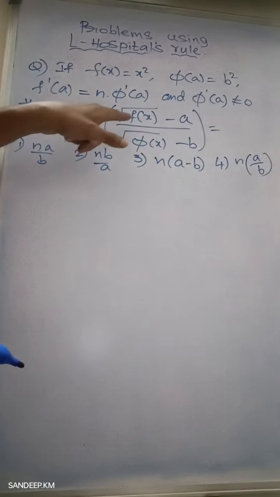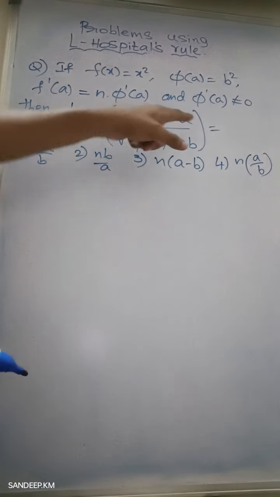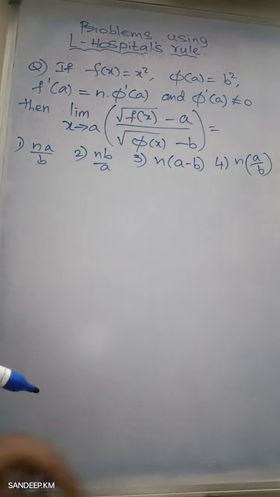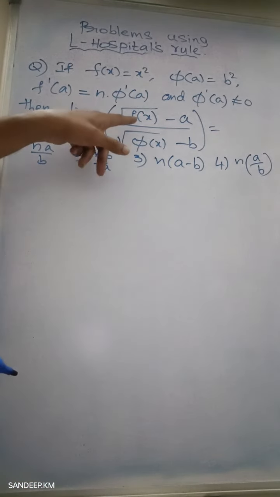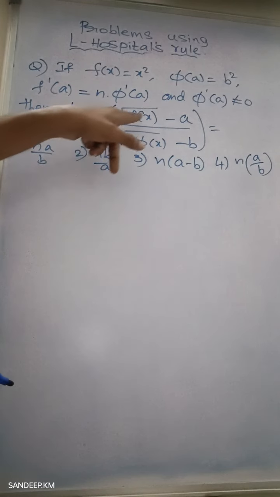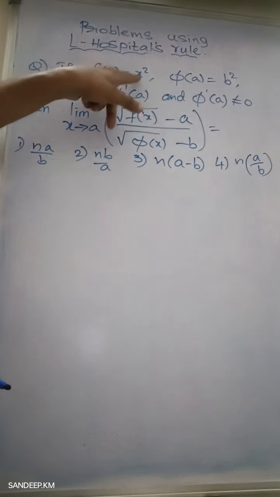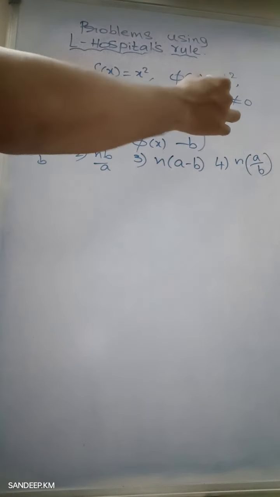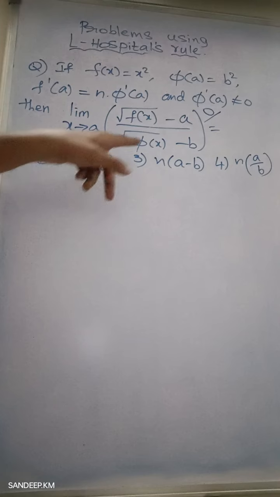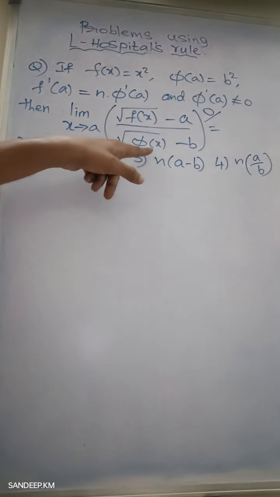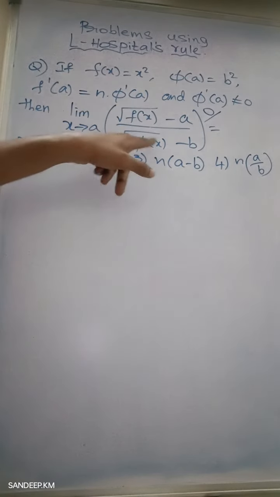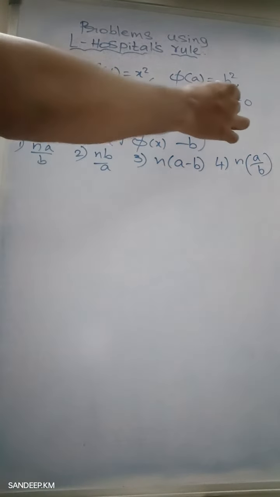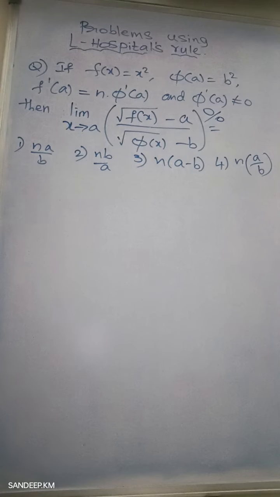x approaches a, root over f of x minus a divided by root over pi of x minus b. Okay, so dear students, if you try to substitute x as a, in the numerator you will get root over f of a, and f of a is a square. So root of a square is a, minus a is 0. Similarly, if you substitute x as a in the denominator, pi of a is b square, root over b square is b, minus b is also 0. The function is taking 0 by 0 form.